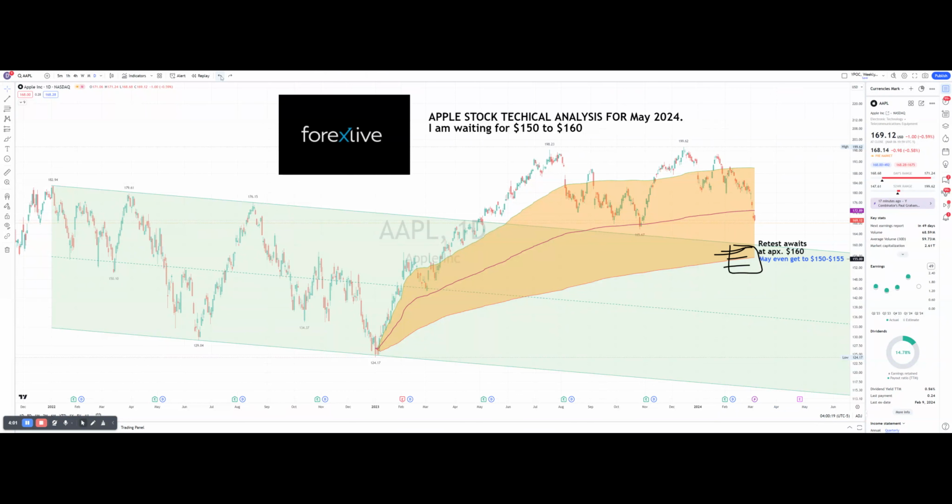This is the map that I'm looking at. This is the map that I wanted to share with you.